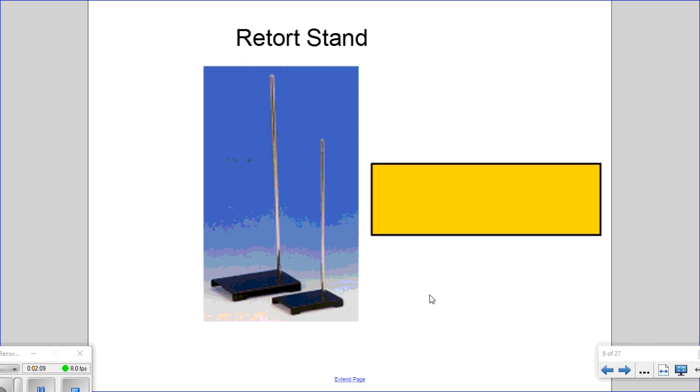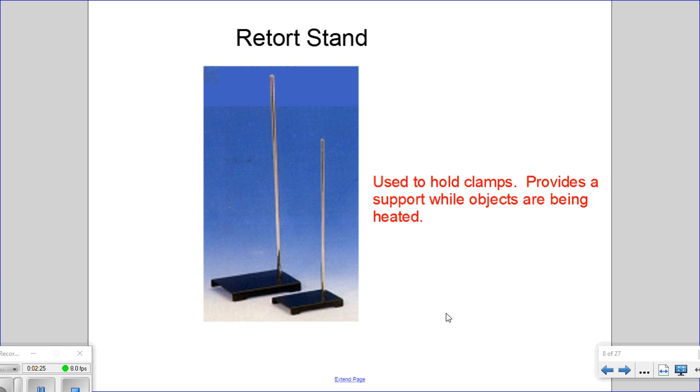Next we have a retort stand. This is what the ring clamp will attach to. So you have this base here, this tall metal rod, that the clamp part of the ring clamp will attach to at varying heights. The retort stand is used to hold clamps and will provide support while objects are being heated. So you have your ring clamp that goes here, you might place your beaker up here, and then your Bunsen burner goes on the base to heat up that beaker.